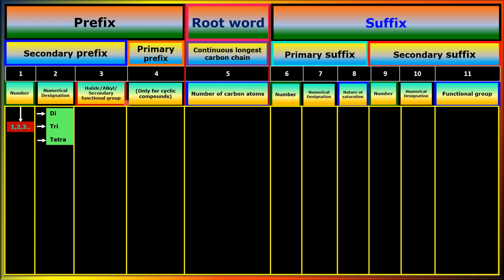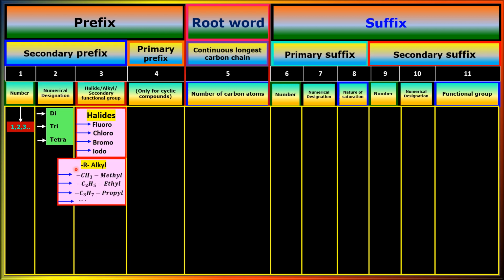Next, secondary prefix. Secondary prefix is nothing but secondary grade functional groups or substituents. This tells about the second grade functional groups known as substituents. For example, halogens, you see here, halides: fluoro, chloro, bromo, iodo. Next, alkyl groups: CH3, methyl; C2H5, ethyl; propyl. When one hydrogen atom is removed, we get the groups called alkyl groups. When one hydrogen atom is removed from alkanes, we get alkyl groups.